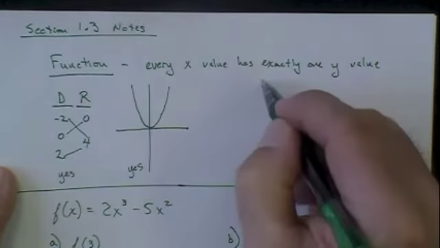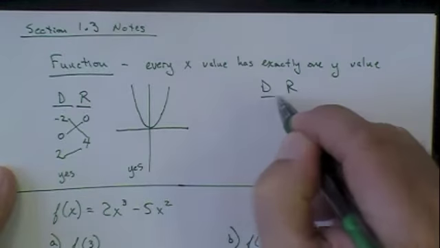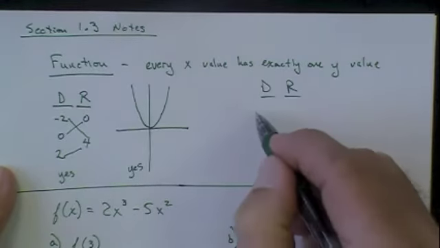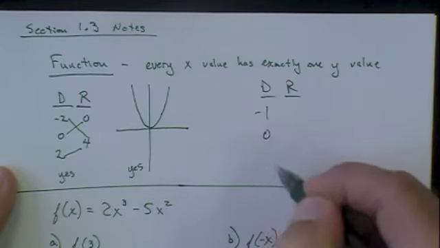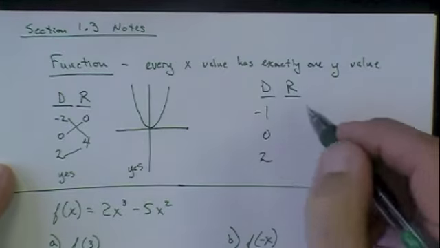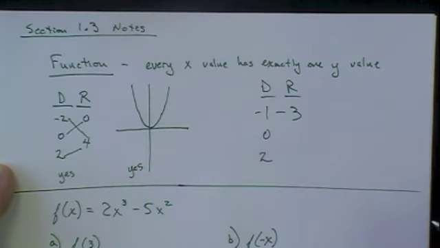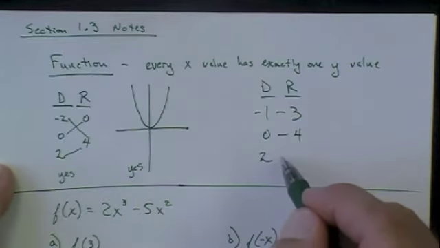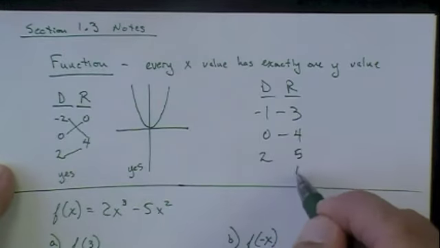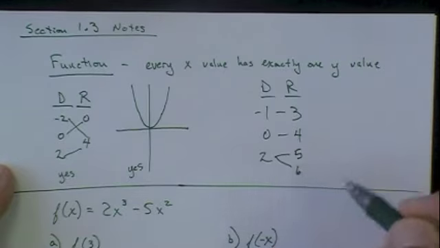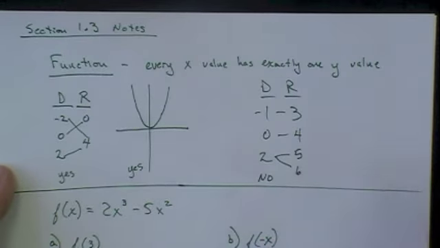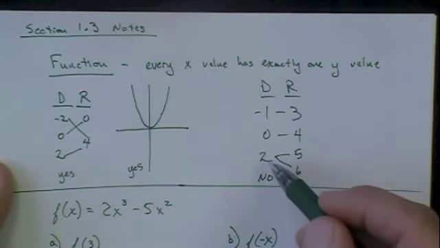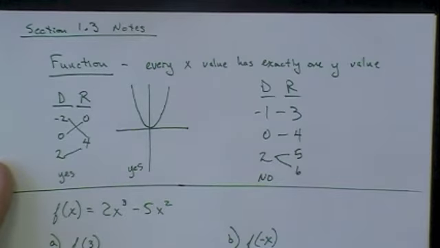Now we might have something for our domain and range where we have values of -1, 0, and 2. Maybe the -1 is mapped to a 3, 0 goes to 4, and 2 goes to 5 and 6. The 2 has two different values that it's mapped to. This would then show us that no, this is not a function. We have the 2 that has two separate values it goes to.